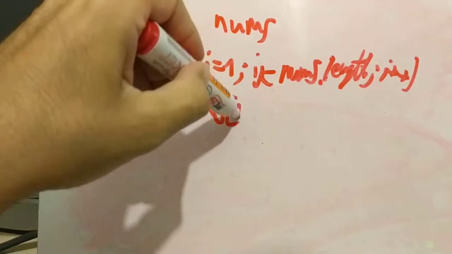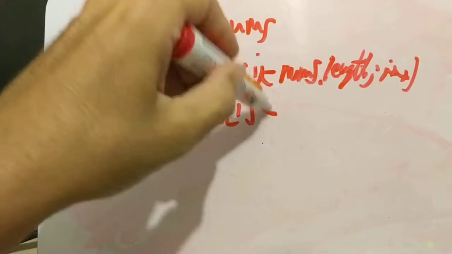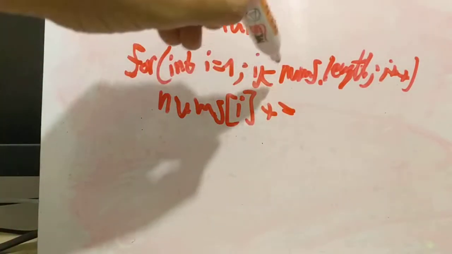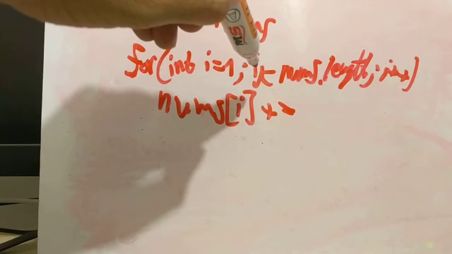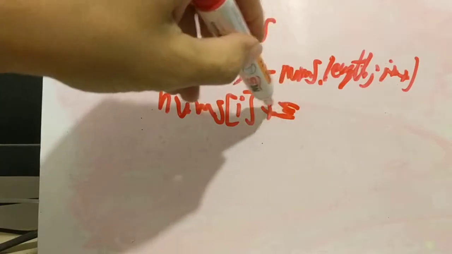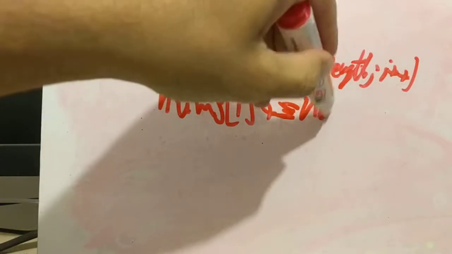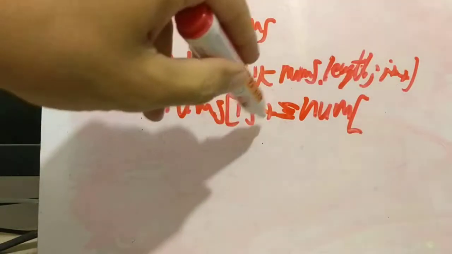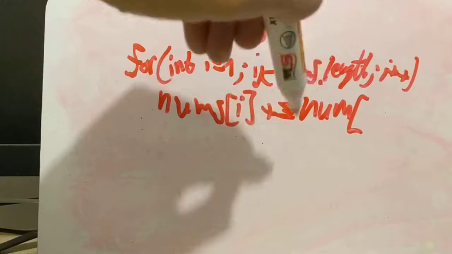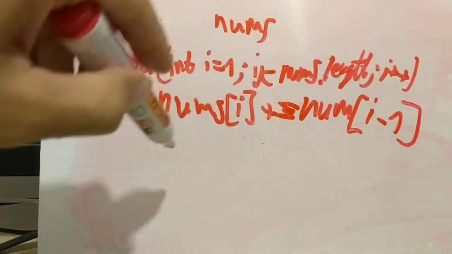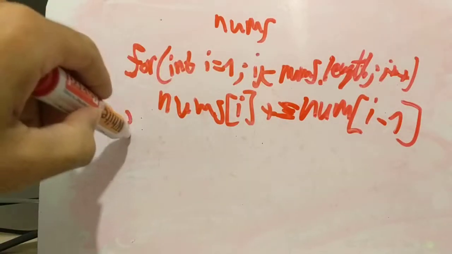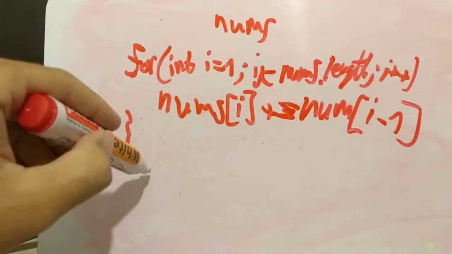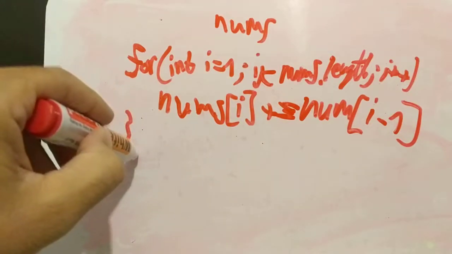Nums I is actually the sum of the current item, which is why we put here plus equals, plus the previous sum. Notice that here the nums are not the nums anymore, we have converted them to be sums, right? And then when we need to calculate the sum range, we simply do this.